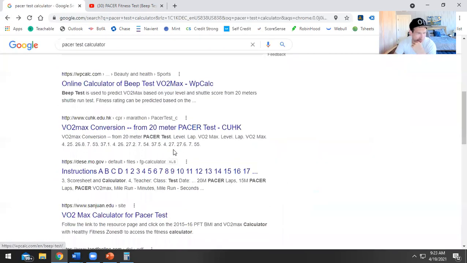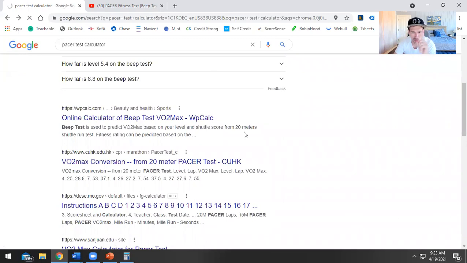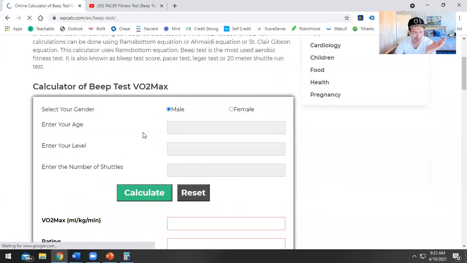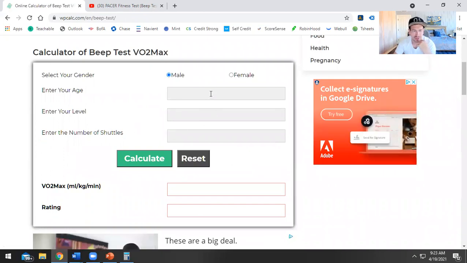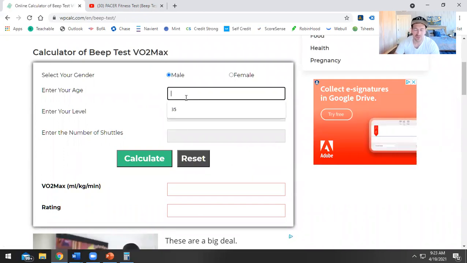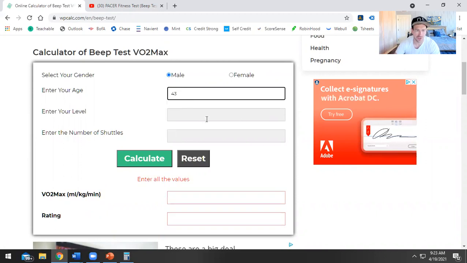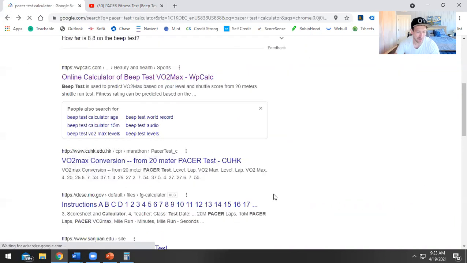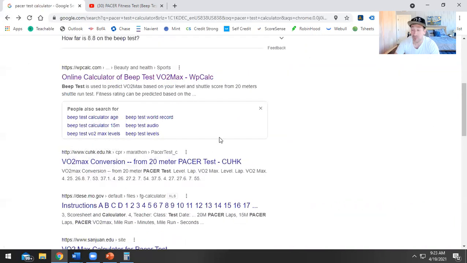That's kind of interesting. Normally with the calculators, there's like one piece of info to enter. It's like, what level did you get to? Because it knows what the other ones are. Yeah, there it is. Like, what's your number of shuttles? So age, 23. No, there's the level again. What? That's so weird. Well, anyway, that's the pacer test.